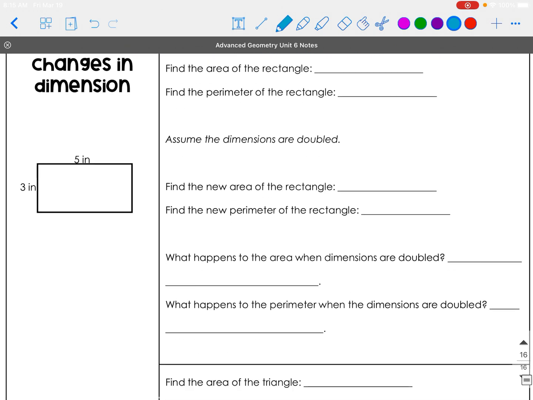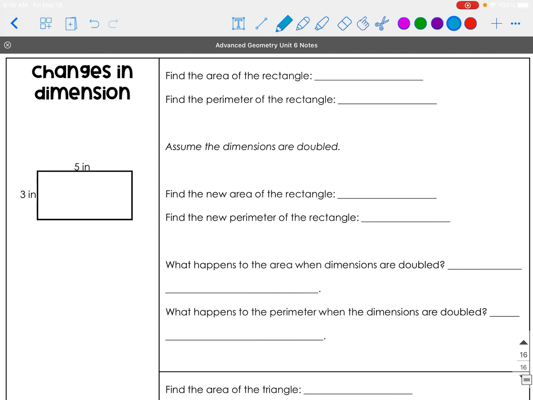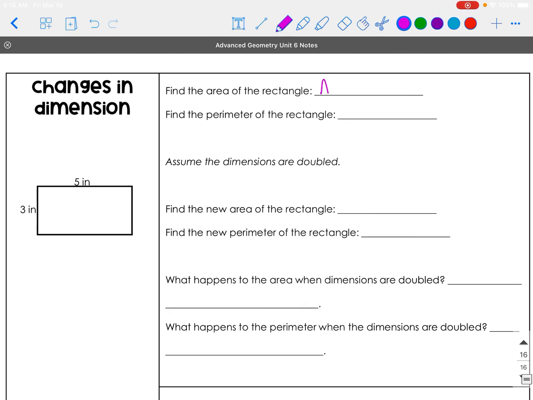Now, the next thing I want to talk about is, what if we have a rectangle and we double the size of the rectangle? What happens to the area? What happens to the perimeter? The best way to look at that is to use actual numbers. For example, here we have a 3 by 5 rectangle. Let's find the area, and we get 15. Then the perimeter: 3 plus 3 plus 5 plus 5, which is 16 inches.